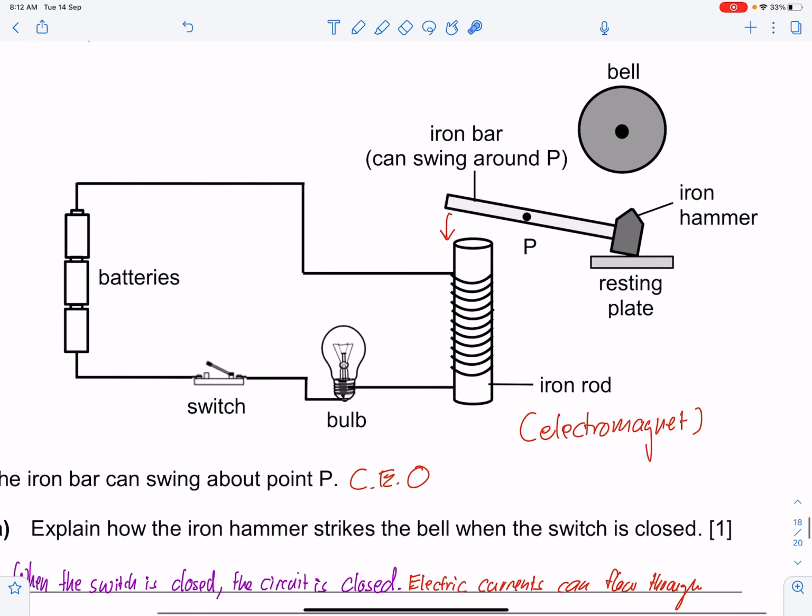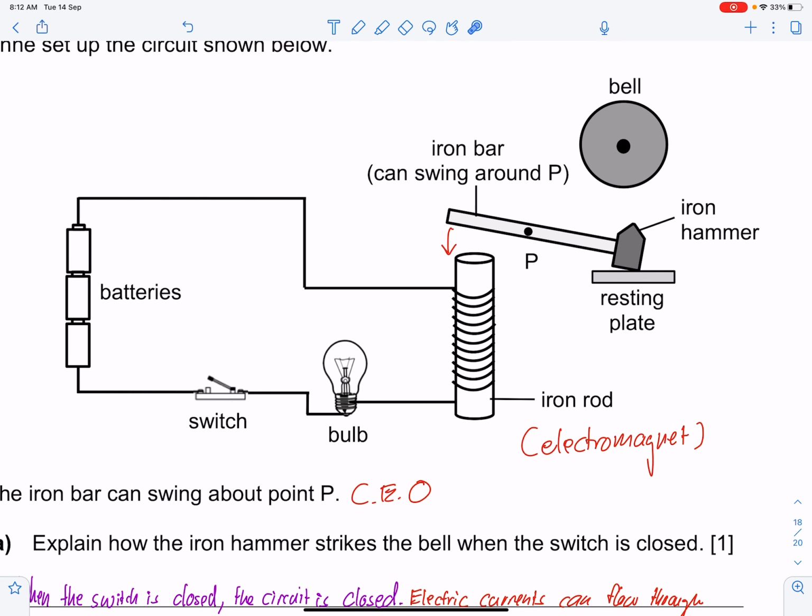Whenever you attempt questions, you should always ask yourself, has your teacher ever taught you things like not enough energy, battery too weak? Oh, some of you even said this. Electromagnet, strength of electromagnet was too weak.